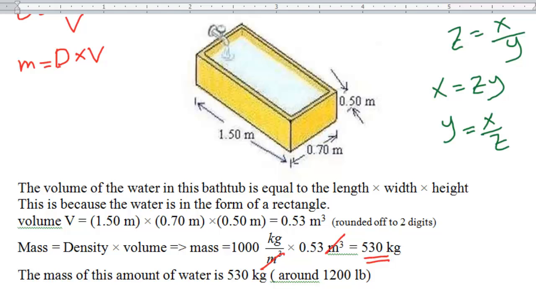And this is important actually. This is one of the important applications of density. You don't have to weigh the water in this bathtub in order to figure out its mass. All you need to do is to know the volume, and we know the density of the water, so mass will be simply density times volume.